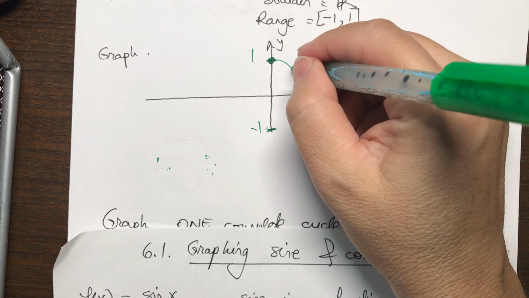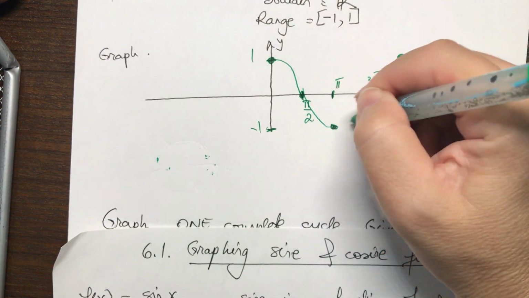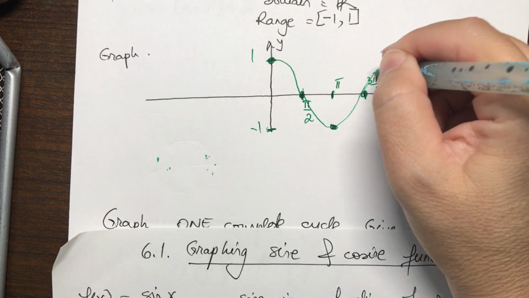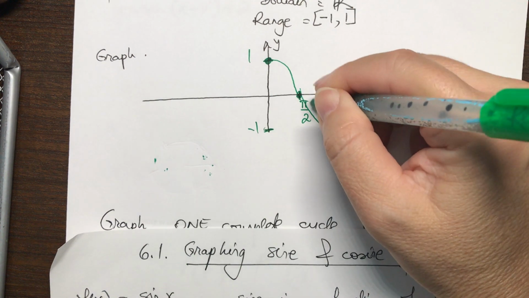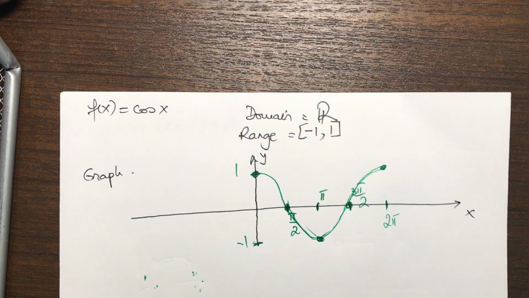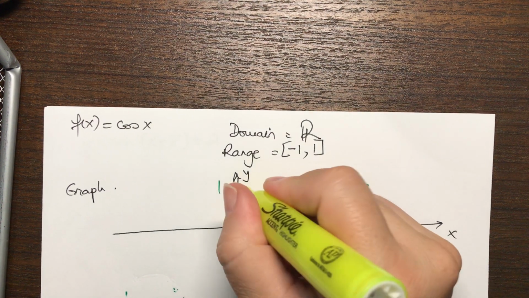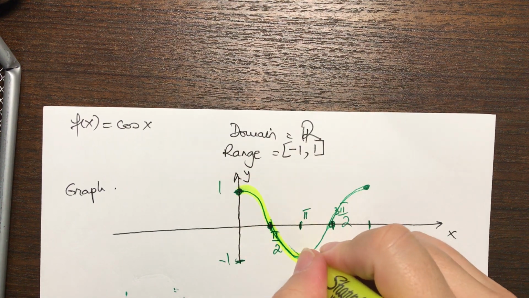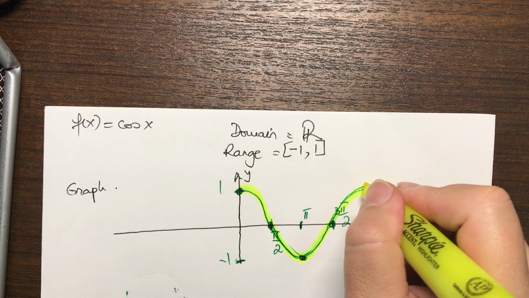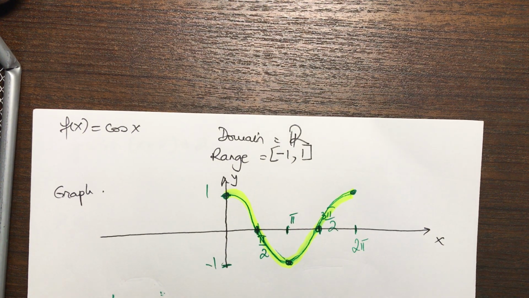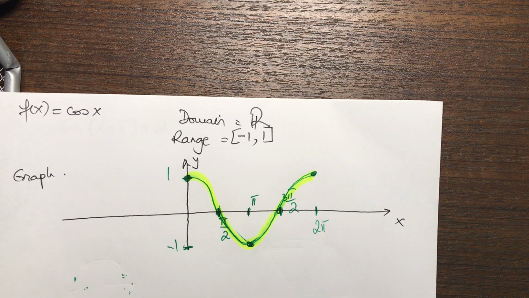So here is my graph. Don't make it a V, don't make it lines, it's curvy. So in other words, this is one complete cycle of that cosine function. Okay. Starts at 1, gets back to 1. And then what do I do with it? I can copy and paste it, yes?